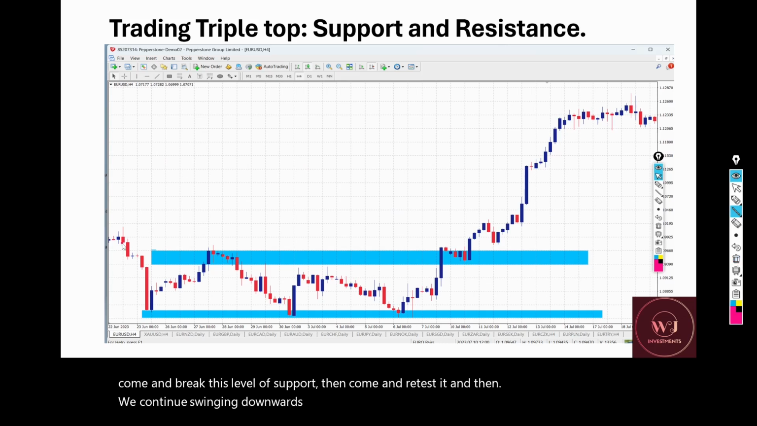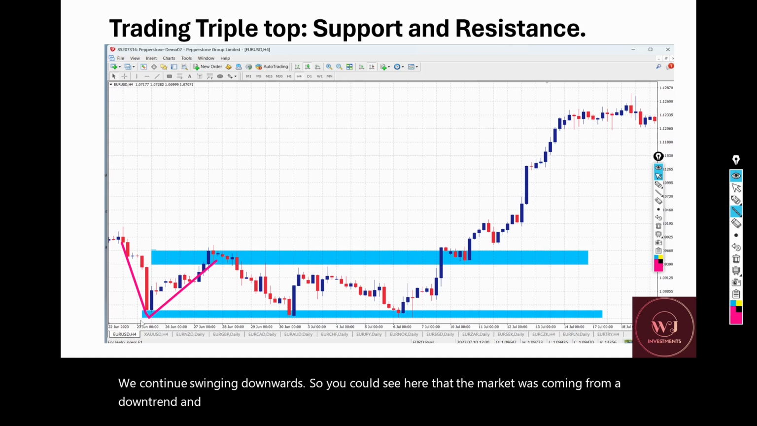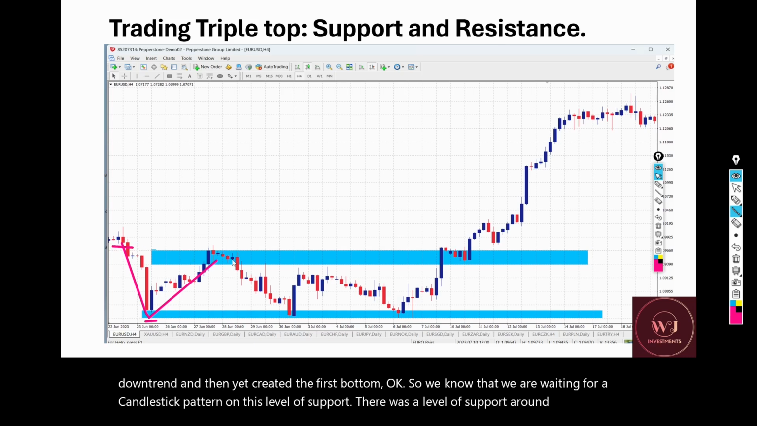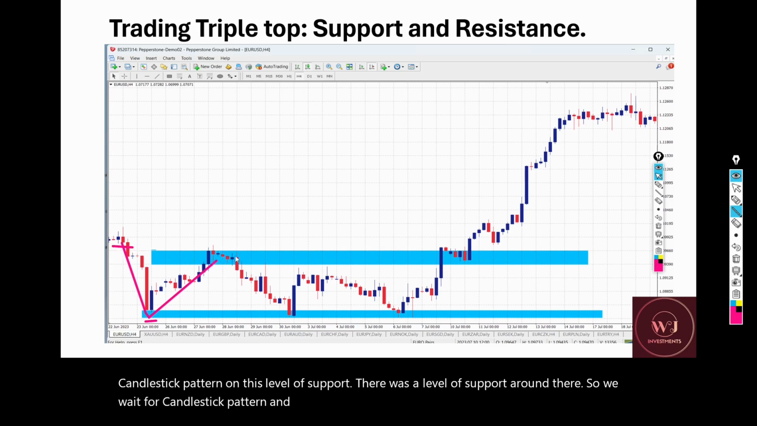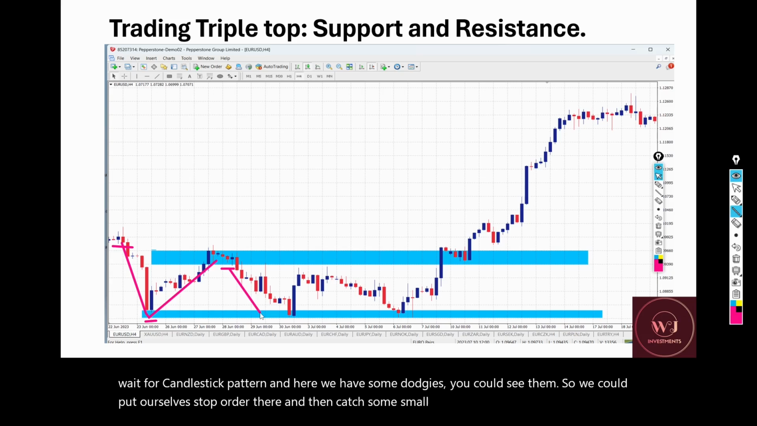So you could see here that the market was coming from a downtrend and then it created the first bottom. So we know that we are waiting for a candlestick pattern on this level of support. There was a level of support around there. So we wait for a candlestick pattern and here we have some dojis. You could see them. So we could put our sell stop order there and then catch some small pips to go to this level of support. So here we wait for a candlestick pattern.